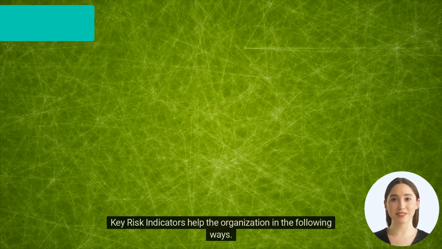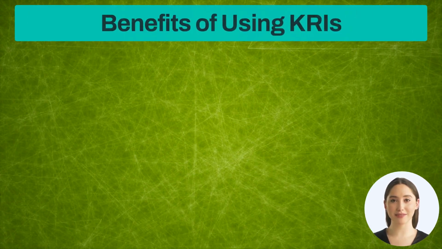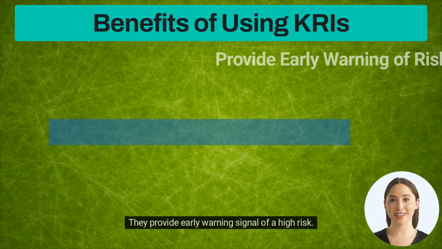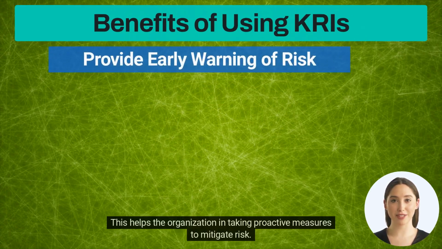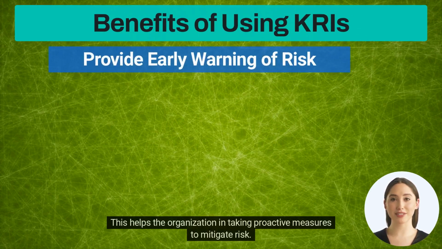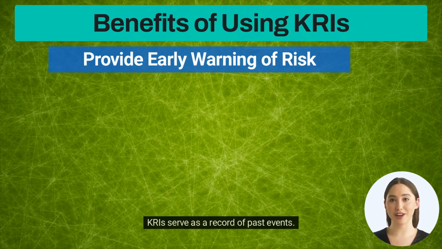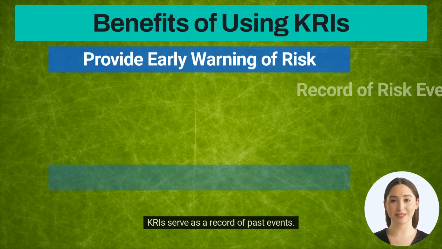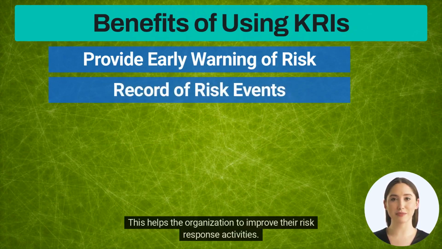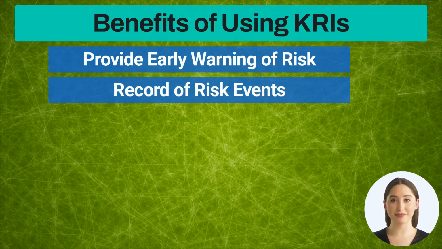Key risk indicators help the organization in the following ways. They provide early warning signal of a high risk. This helps the organization in taking proactive measures to mitigate risk. KRIs serve as a record of past events. This helps the organization to improve their risk response activities.